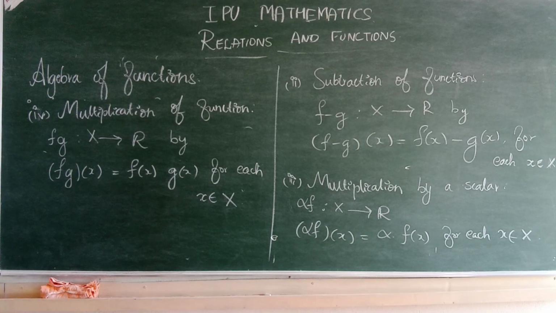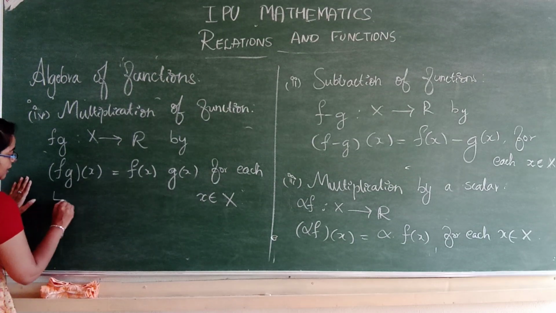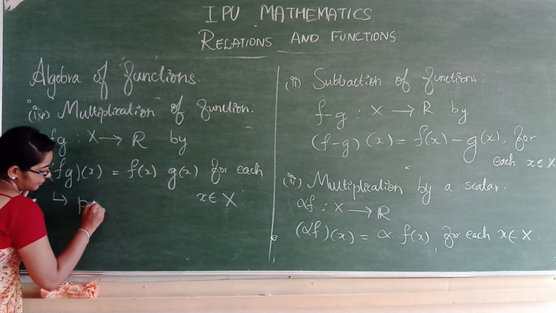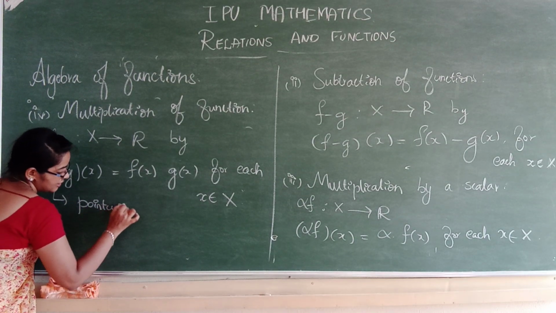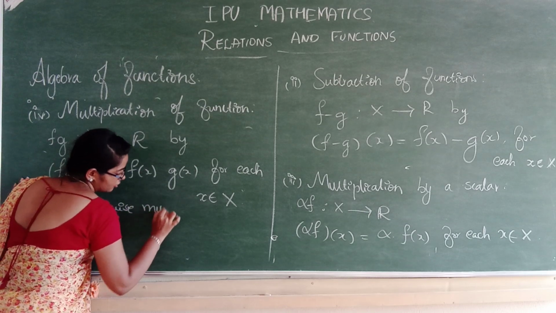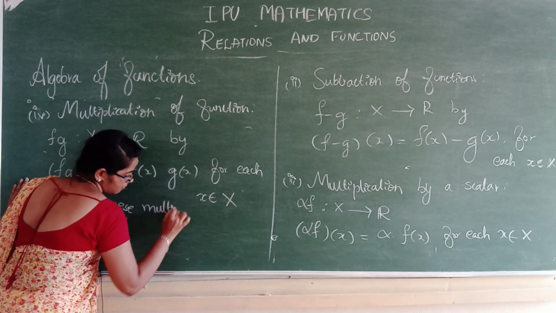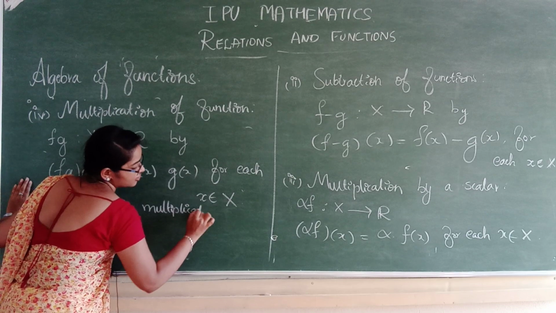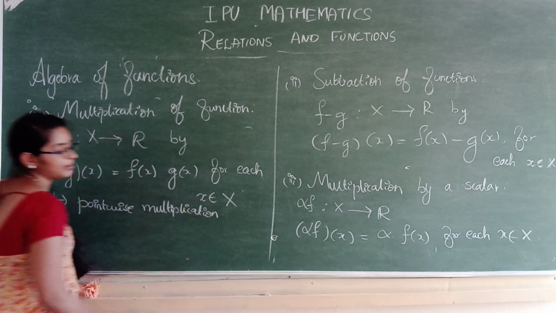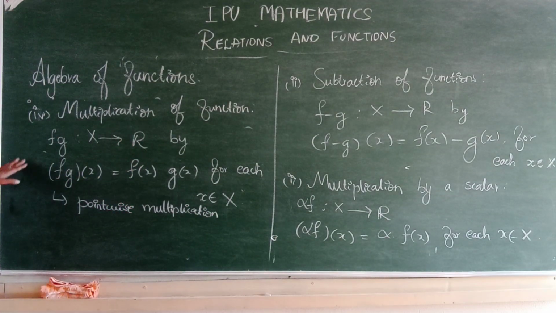Now, we call this type of multiplication pointwise multiplication. We call such multiplication pointwise multiplication. Okay, this is known as the multiplication of two functions.